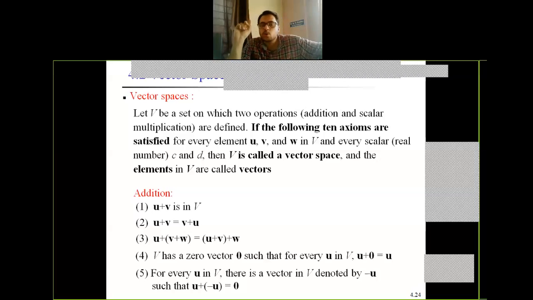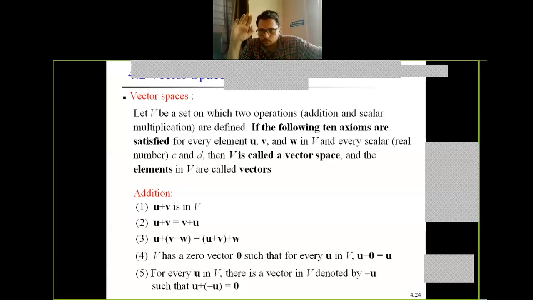Now, so u plus v will be what? Vector addition. U plus v will be then what? And it is necessary, the condition is necessary, that the result of this vector addition should also lie in vector space V. Are you getting this? Okay.